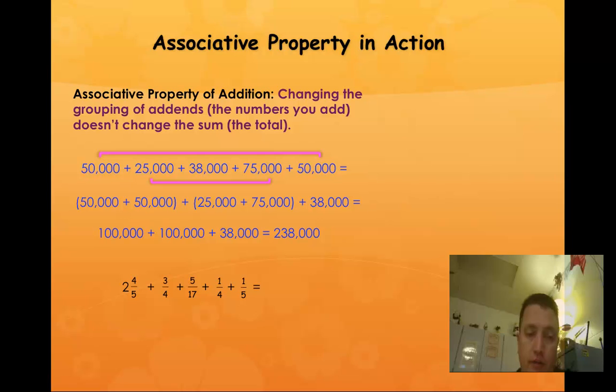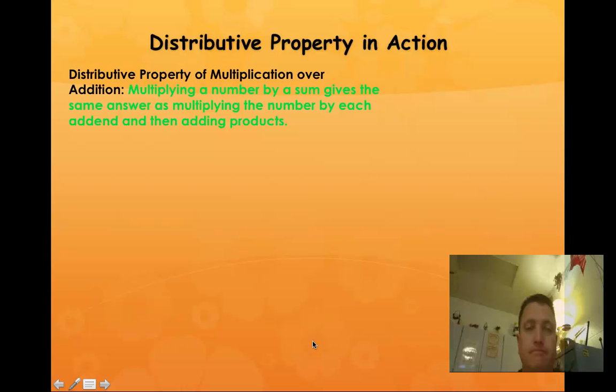You can also do it with fractions here. I'm going to regroup these, okay? I've got fifths, fourths, 17ths, yuck, okay? What I'm going to do here is combine my fifths, and combine my fourths, and leave the 17ths alone, so I'm going to rewrite it like that. 2 and 4 fifths plus 1 fifth, 3 fourths plus 1 fourth, and then plus 5 17ths, okay? This equals 3, this equals 1. When I add that together, I get 4 plus the 5 17ths.